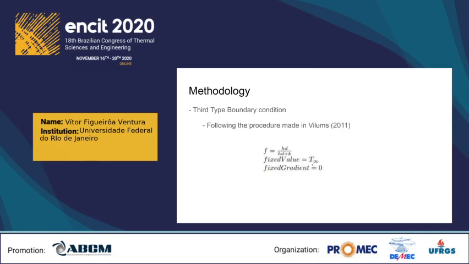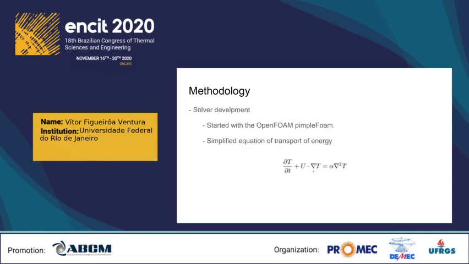So if you make the fraction a function of the heat transfer coefficient, the size of the cell of your grid, and the conductivity of the fluid, make the fixed value equal to the temperature of the bulk of the external fluid and the fixed gradient equal to 0, you can simulate a third type boundary condition for the temperature.